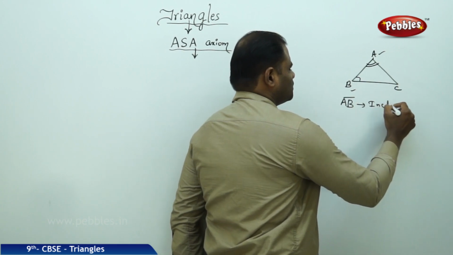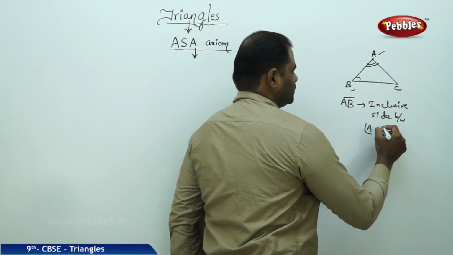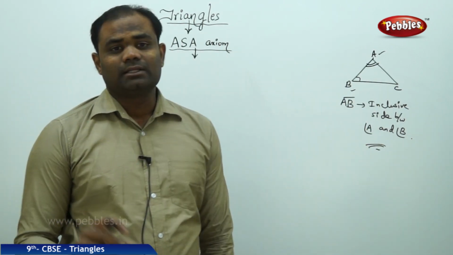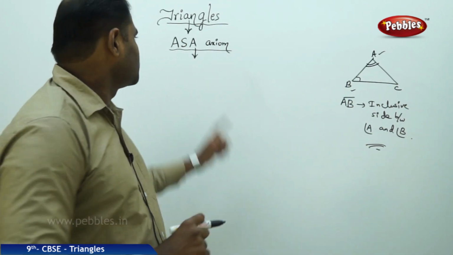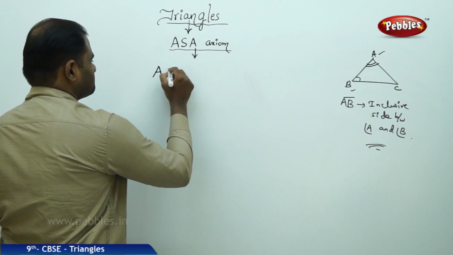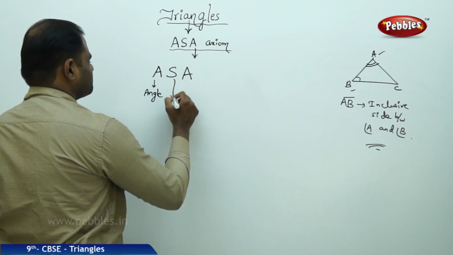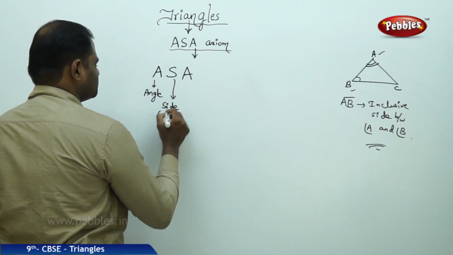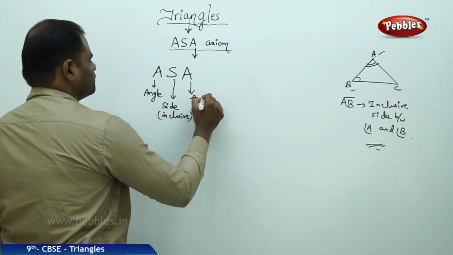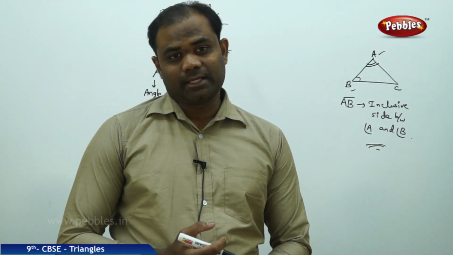is the inclusive side between angle A and angle B, is how I understand the inclusive side connected with ASA axiom. A for angle, side inclusive, and this for angle, is how we understand the ASA axiom.